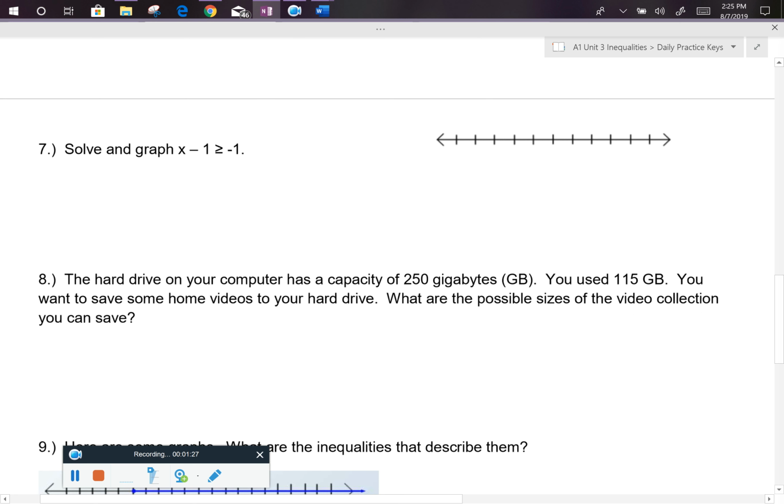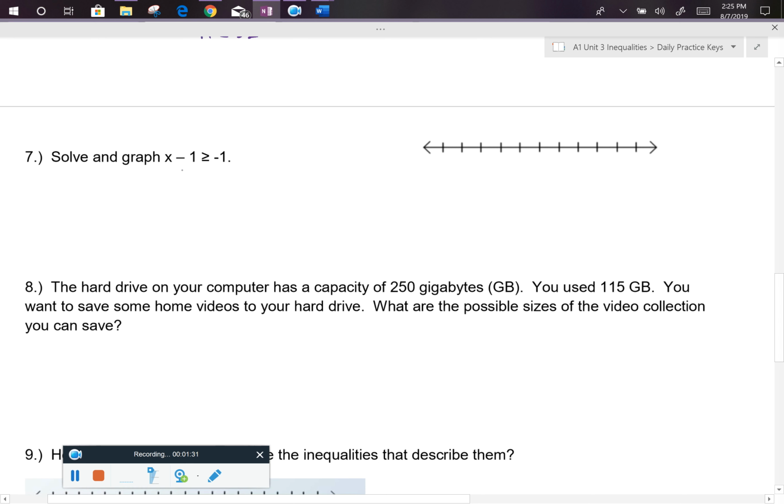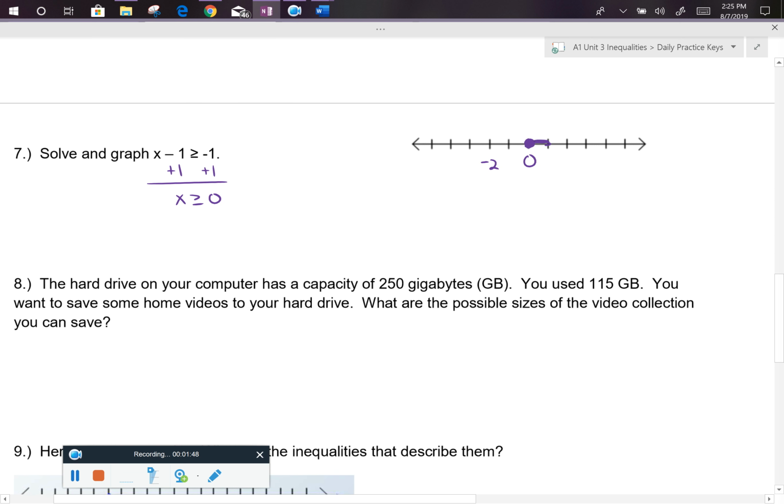Solve and graph x minus 1 is greater than or equal to -1. We're adding 1 to each side to isolate the x, and we have x is greater than or equal to 0. So 0 goes at the center of our graph. Because of the or equal to, we can actually color that number in. We need to pick any other number somewhere on the number line to provide a scale, and we need to shade in the greater than direction.